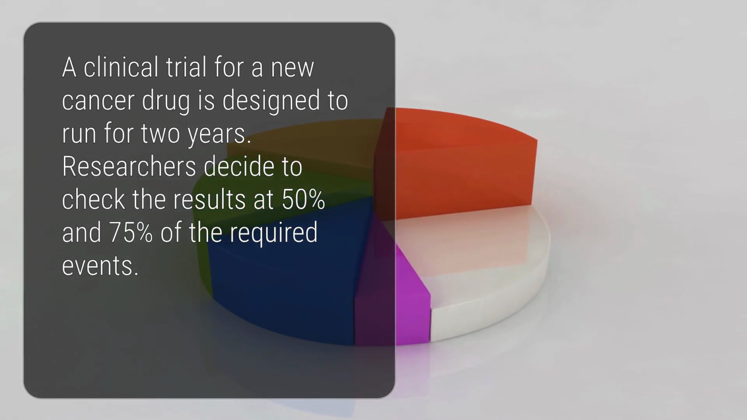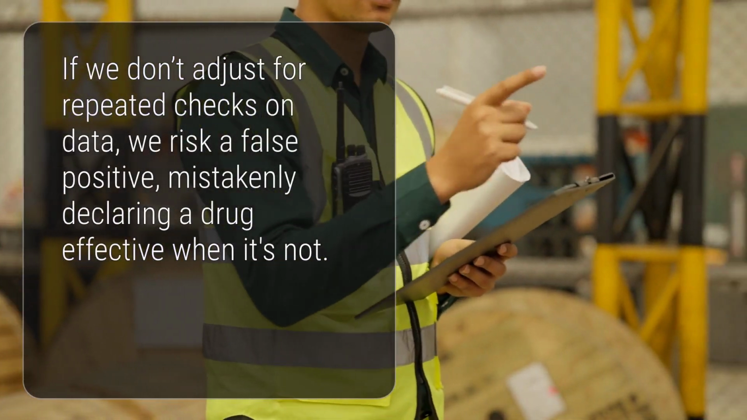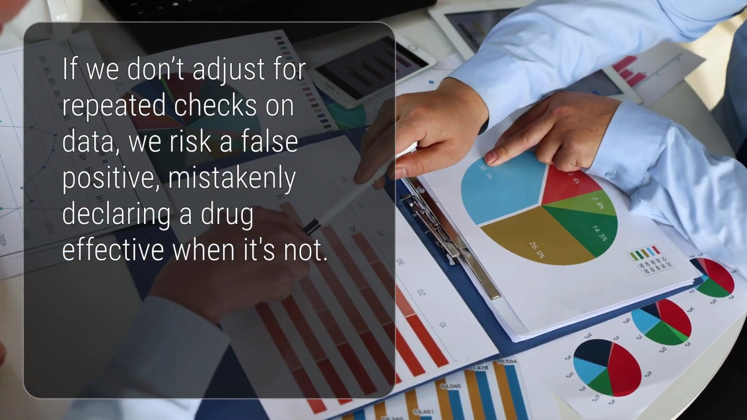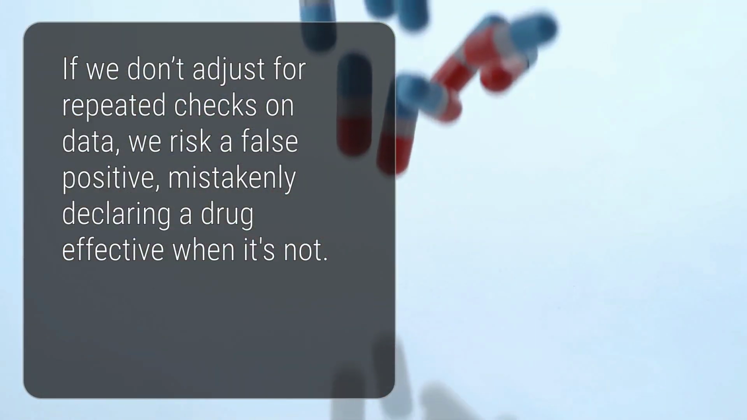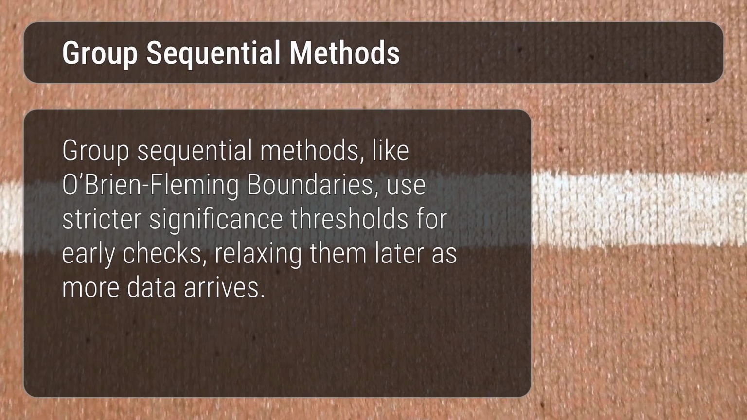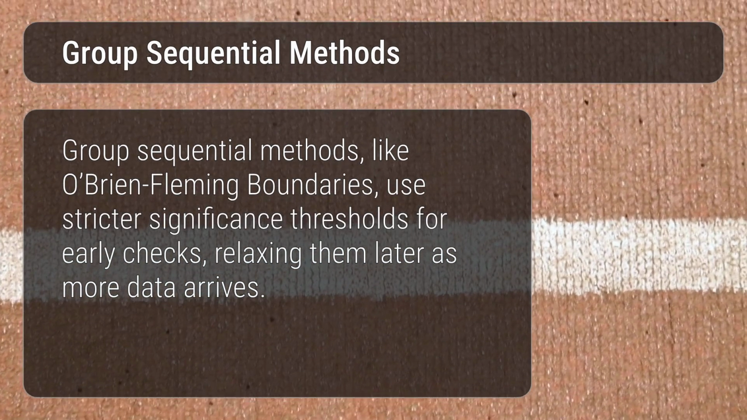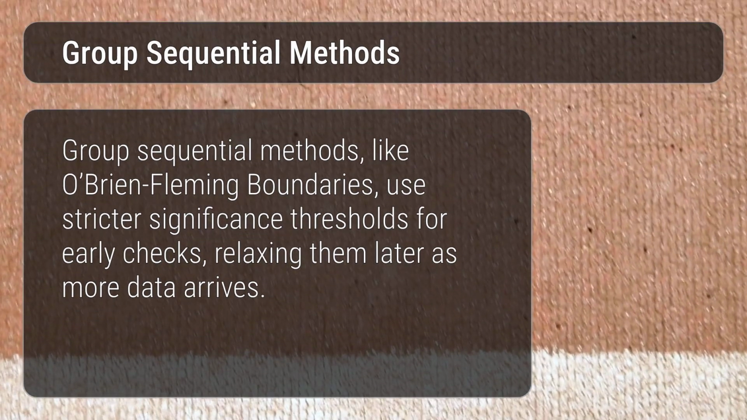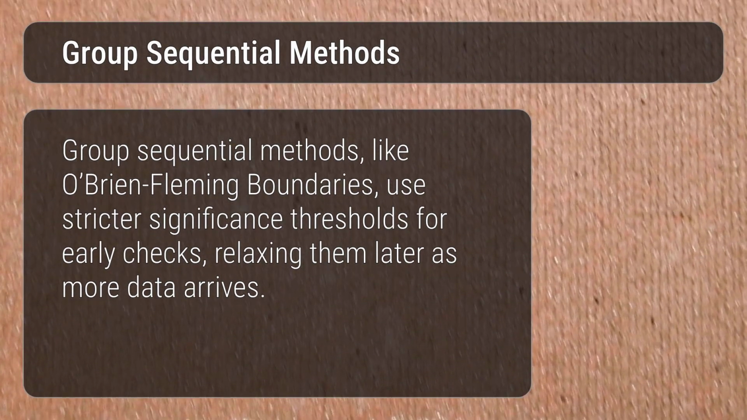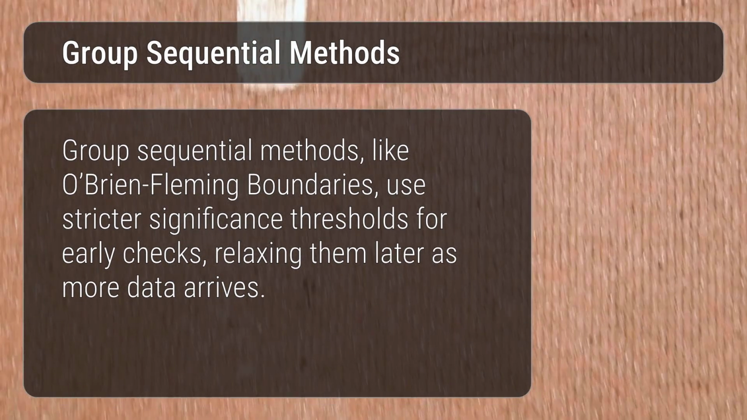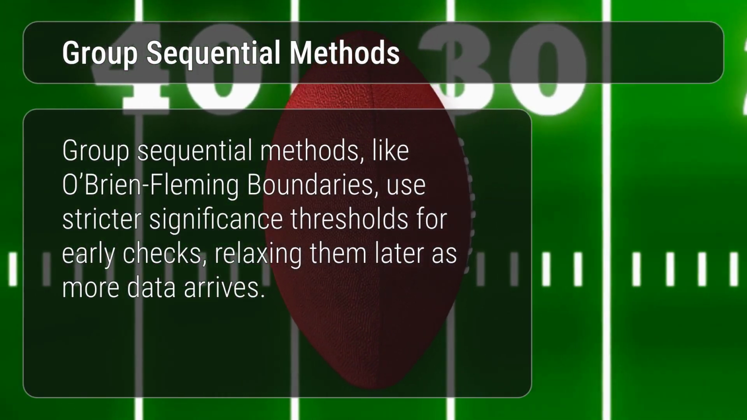events are observed. Since they plan to check multiple times on the data, the chance of getting a false positive increases with each look. If we don't adjust for this, we might mistakenly declare efficacy for a drug that doesn't actually work. To control for multiple looks at the data, we can use group sequential methods like O'Brien-Fleming boundaries. This approach places a stricter significance threshold for early checks. For example, at first interim analysis, it might require p-value less than 0.005 instead of p-value less than 0.05, but relaxes it later as more data comes in.